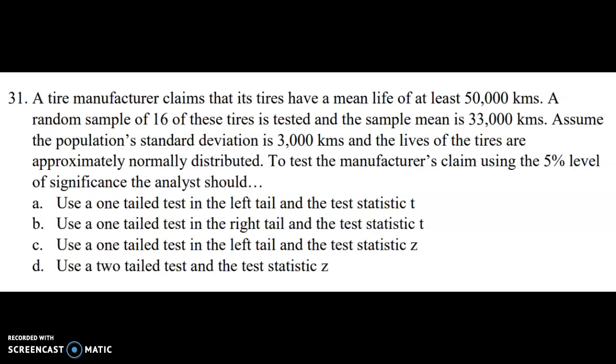A tire manufacturer claims that its tires have a mean life of at least 50,000 kilometers. A random sample of 16 of these tires is tested and the sample mean is 33,000. Assume the population standard deviation is 3,000 and the lives of the tires are approximately normally distributed. To test the manufacturer's claim using a 5% level of significance, the analyst should do what?